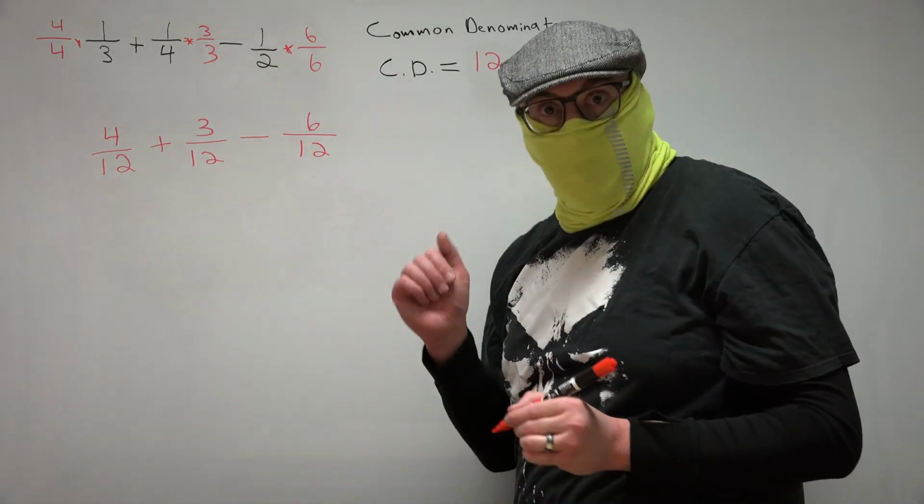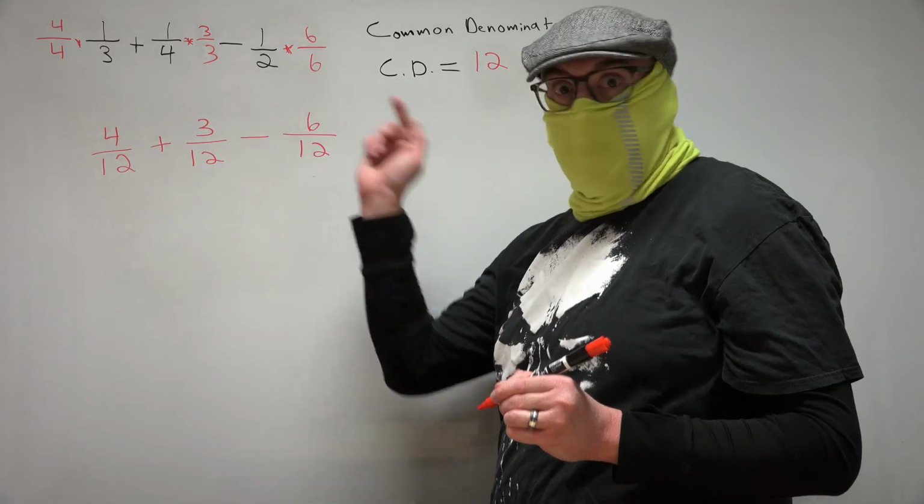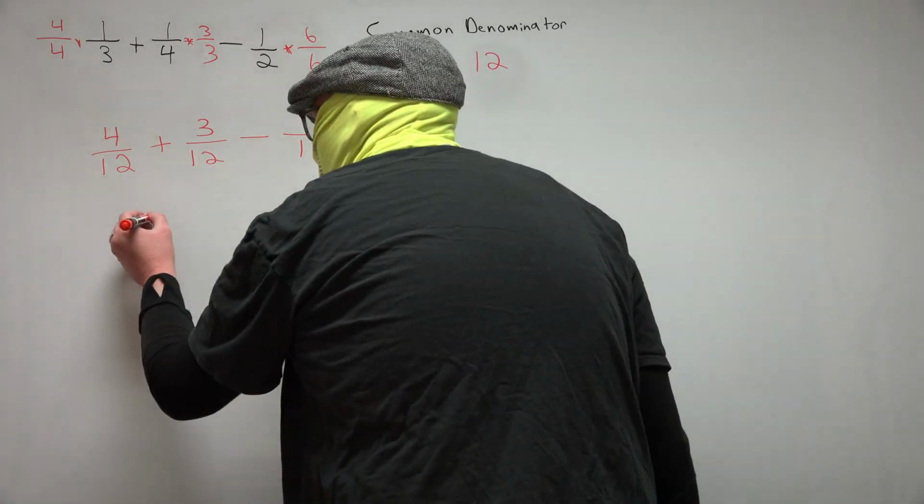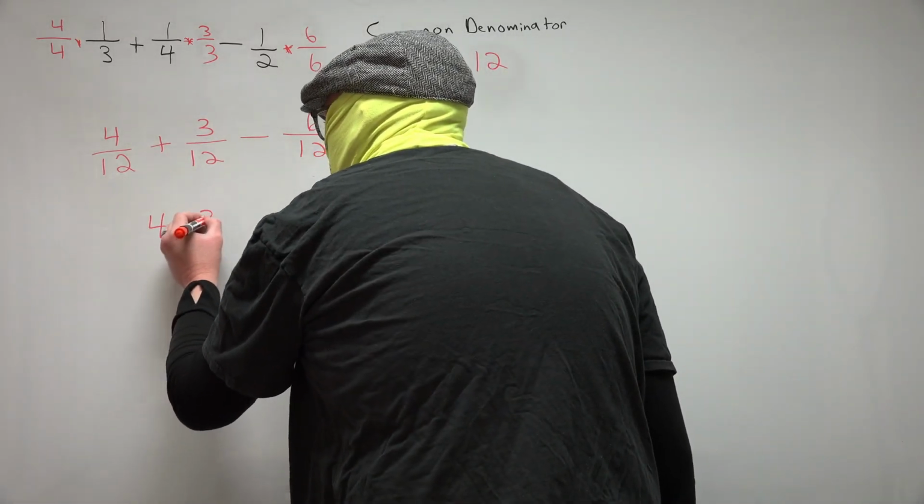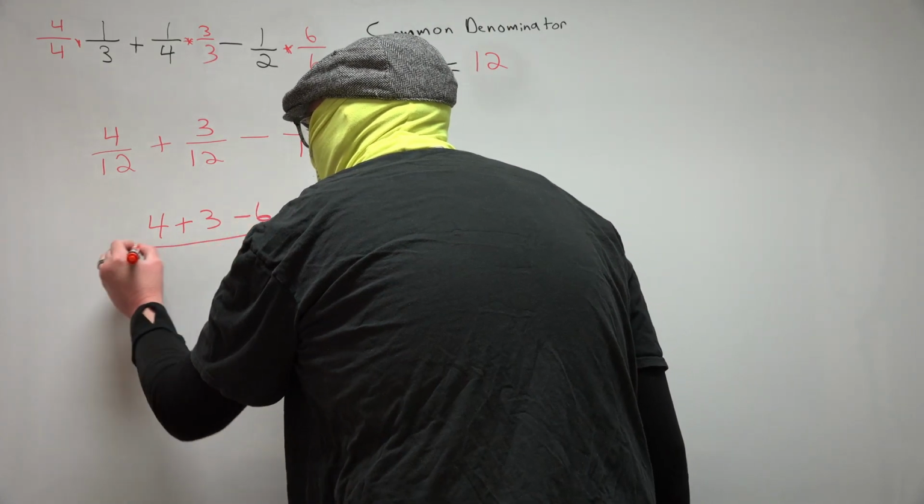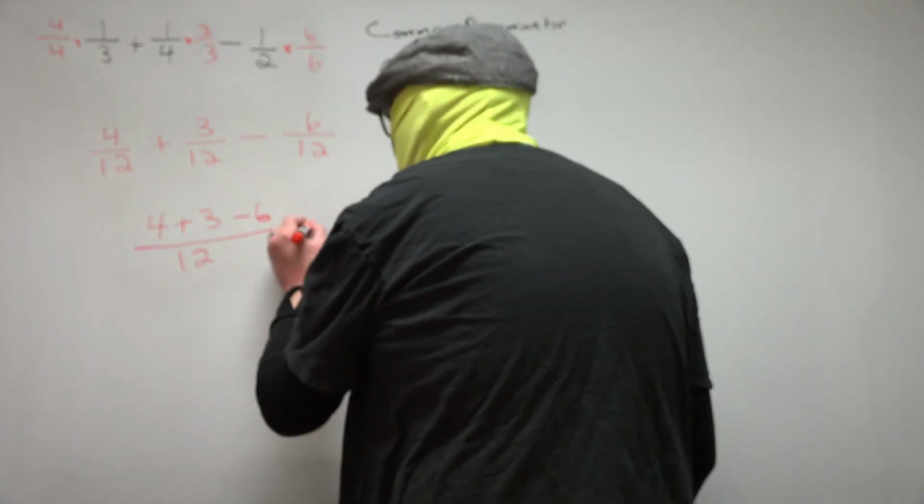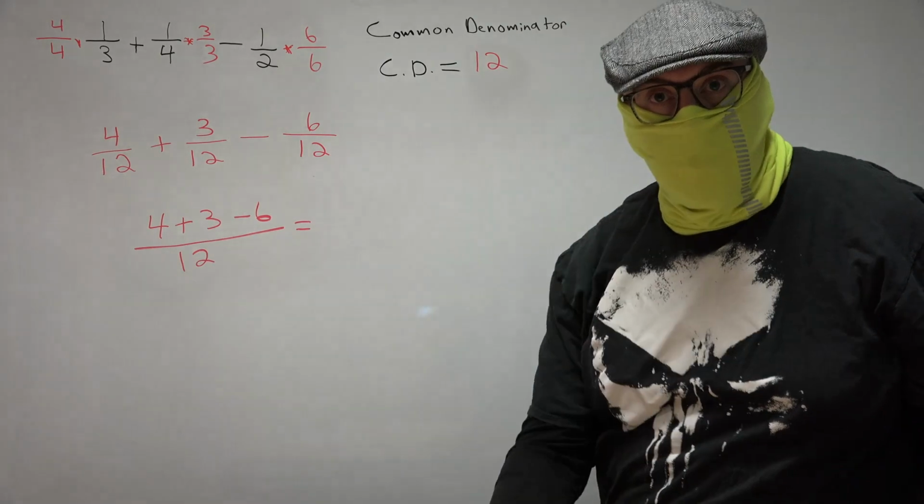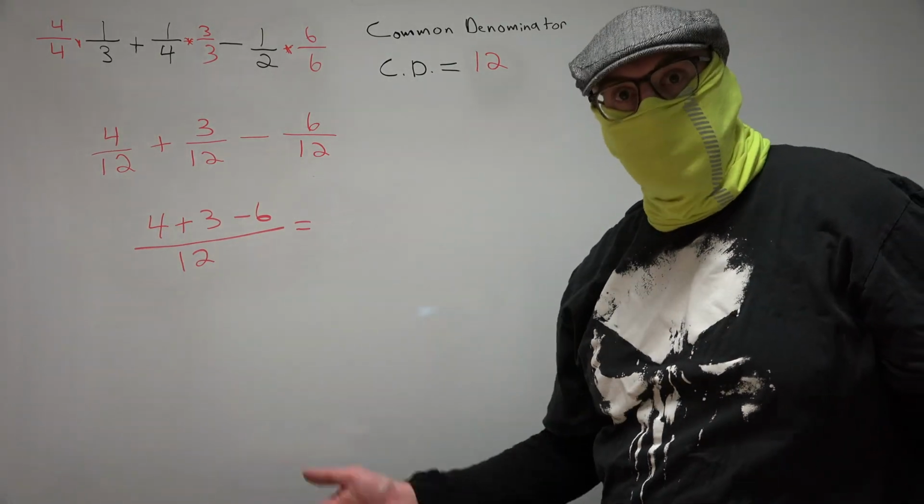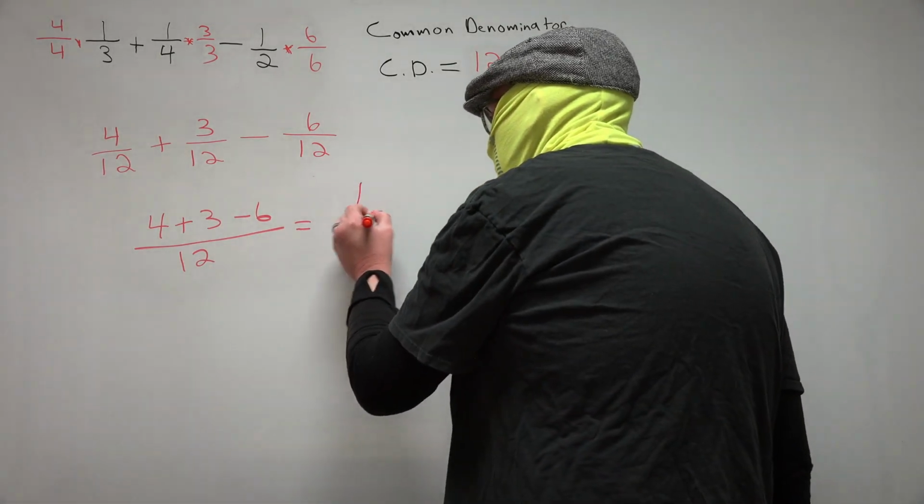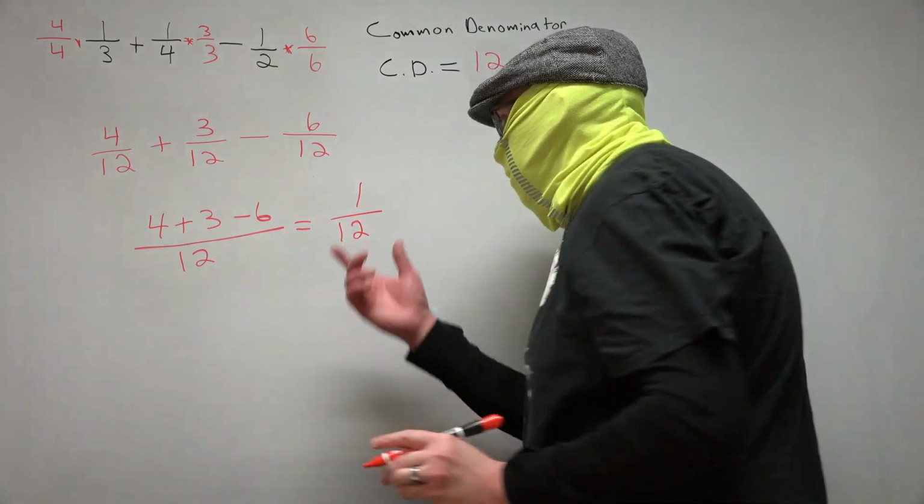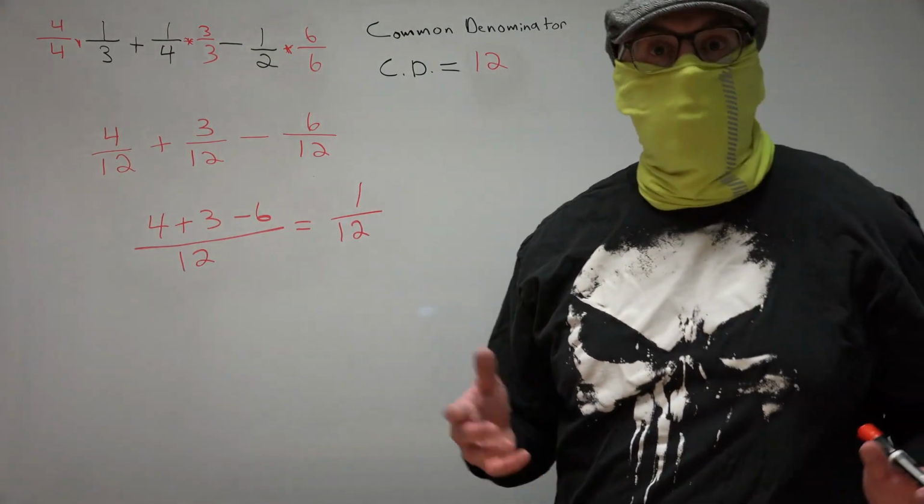So I got my common denominator. So now I just need to do the arithmetic of the numerators all over the common denominator. So that's 4 plus 3 minus 6 all over 12. And 4 plus 3 is 7. Minus 6 is 1. So I get 1/12. And this is not reducible. So that is your answer.